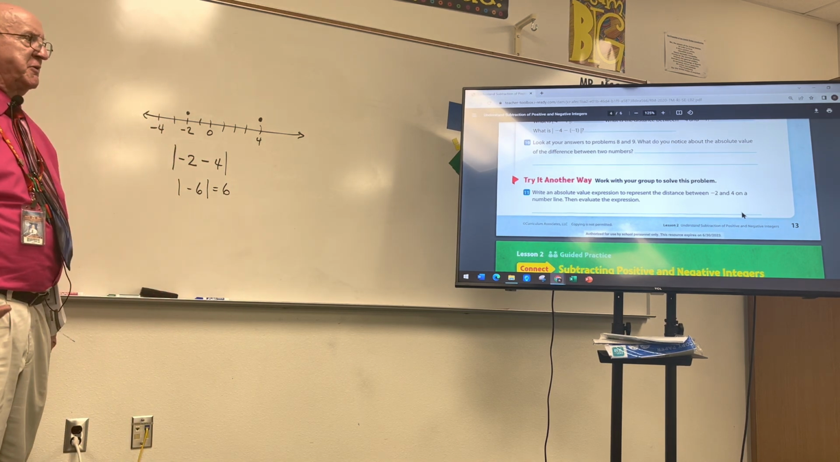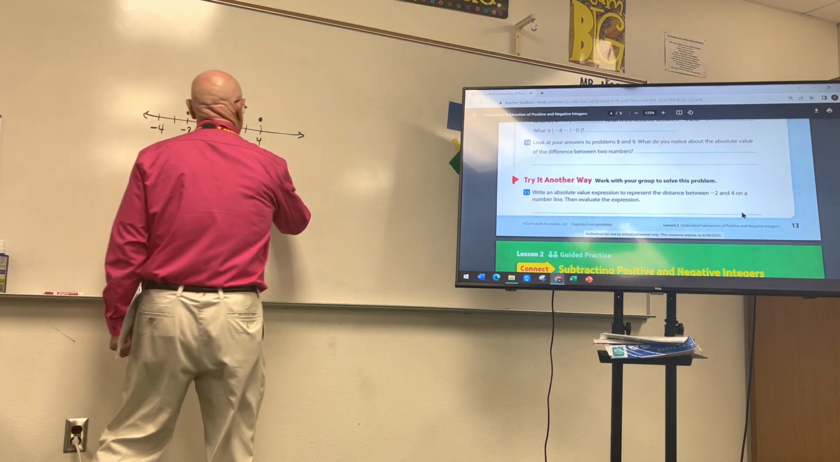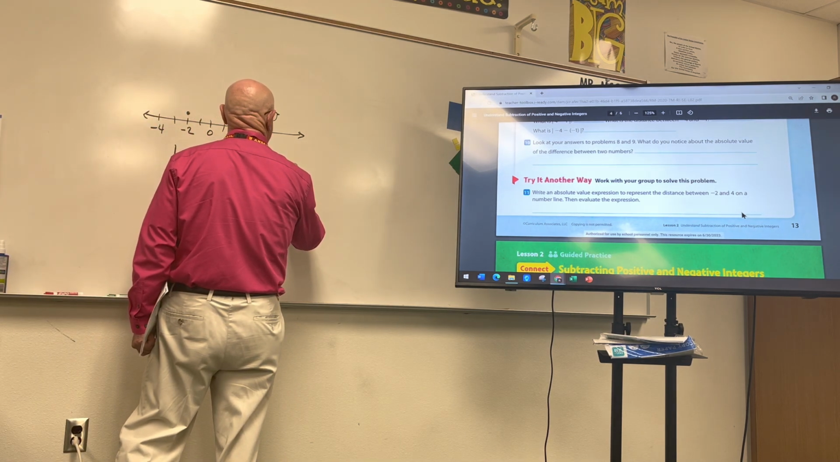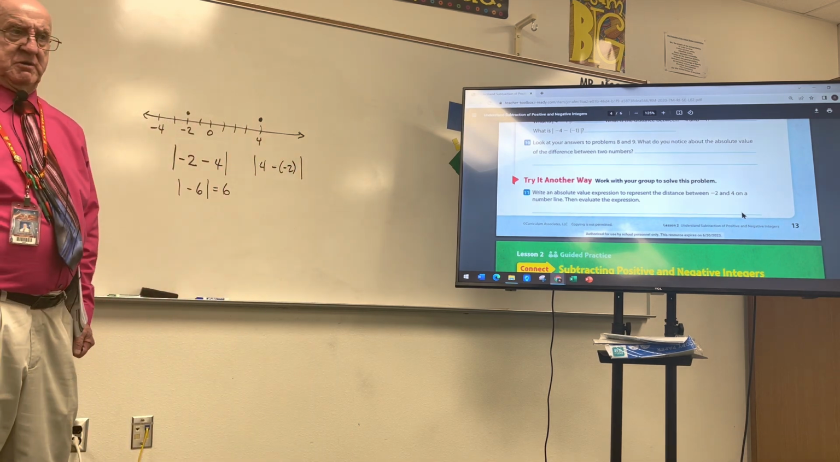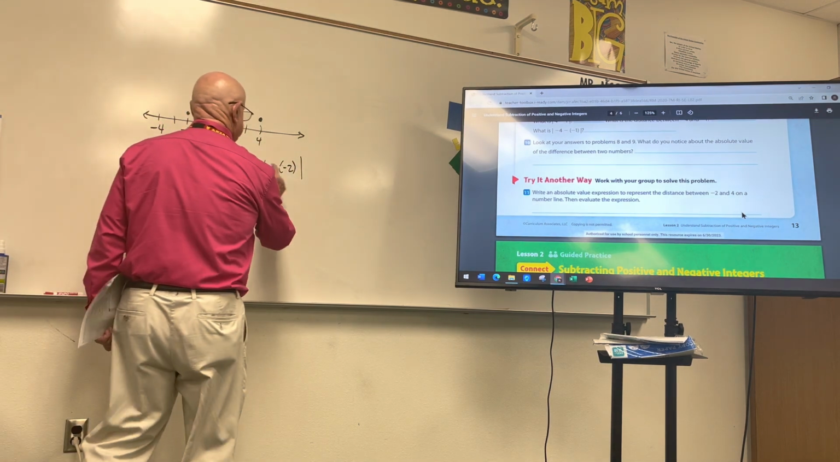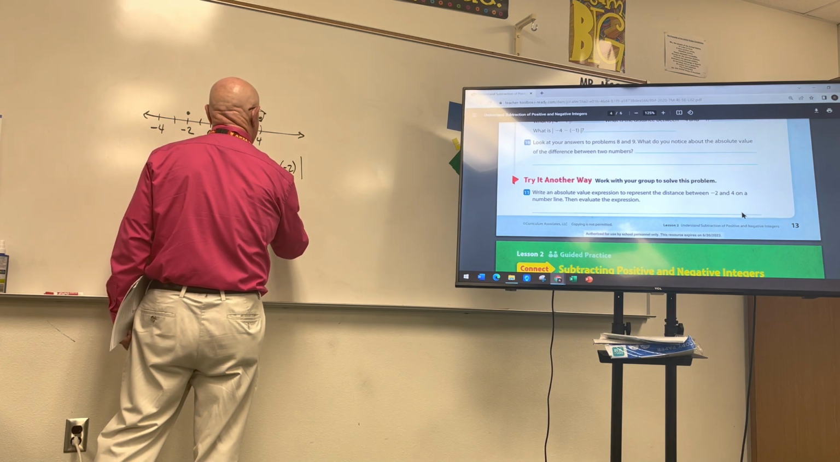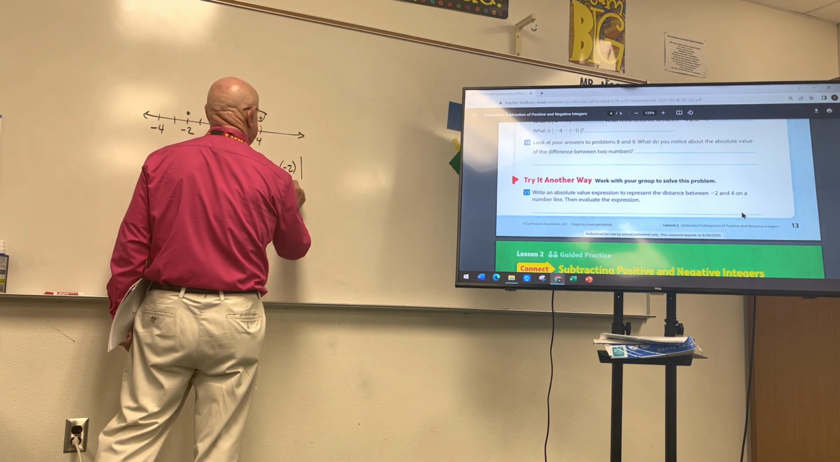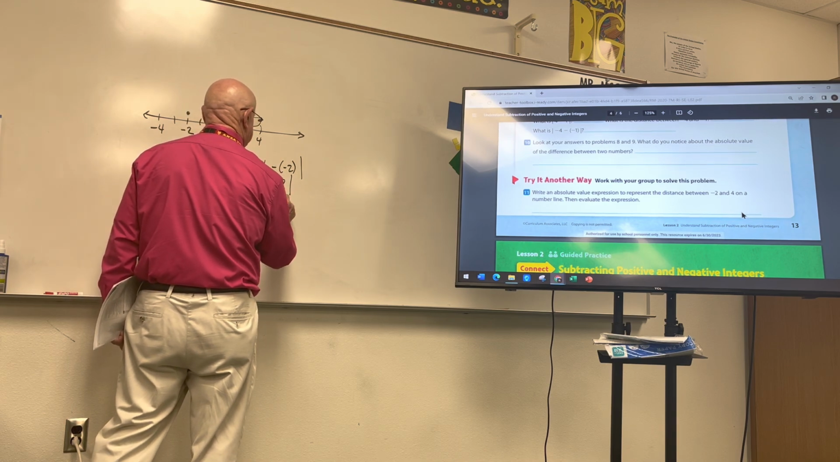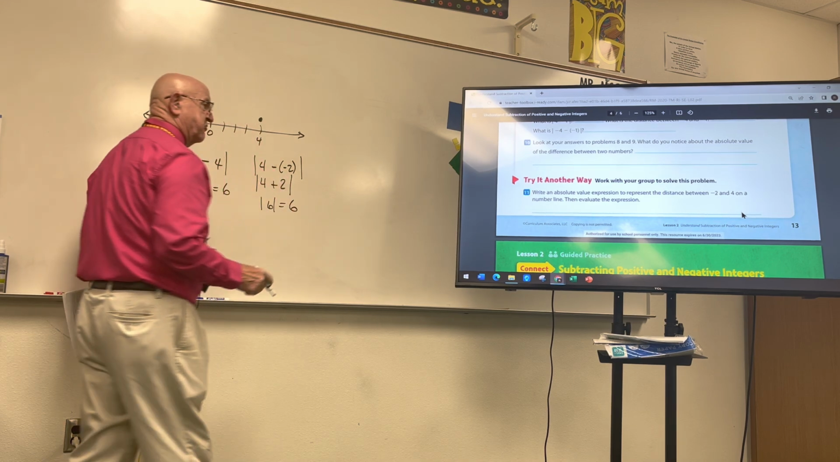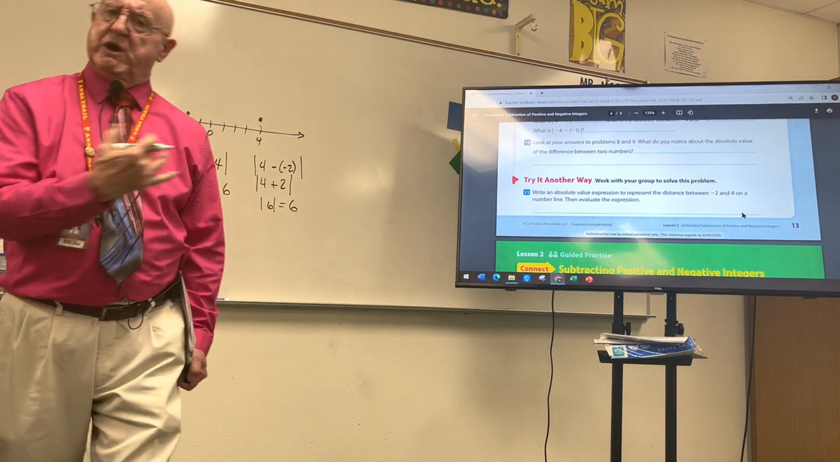Now what would have happened if you had done this? What would happen if you said 4 minus a negative 2? Would that change anything? Right? Well, you would get 4 plus, change this to a plus, change that to its opposite, you get 2. Absolute value of 4 plus 2 is the absolute value of 6, which is also equal to 6. So it doesn't matter which way you do it.